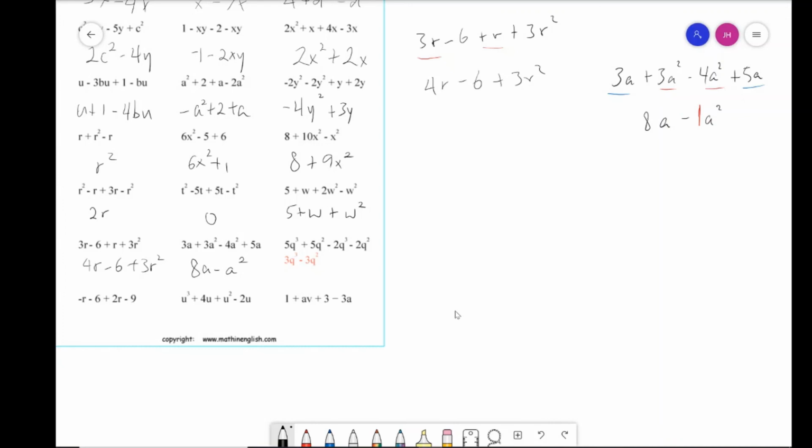Okay, next I have negative r minus 6 plus 2r minus 9. That will become r minus, this is minus 6 and minus 9, so altogether you are minusing 15.